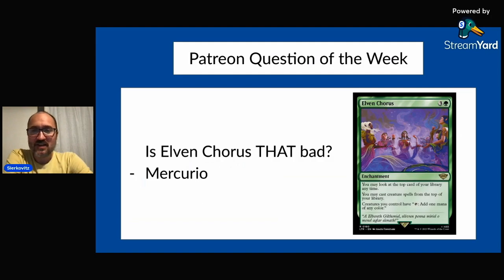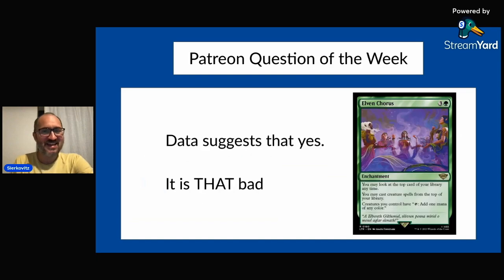Of course, he refers to the card Elven Chorus, 3 and a green enchantment. You may look at the top card of your library at any time, and you may cast creature spells from the top of your library. Creatures you control have tapped to add 1 mana of any color. And this card has pretty bad stats, and I guess the question that Mercuria is asking is, is this card really bad, or is it just badly played? And I think that the data suggests that yes, it is that bad. At least in this format.